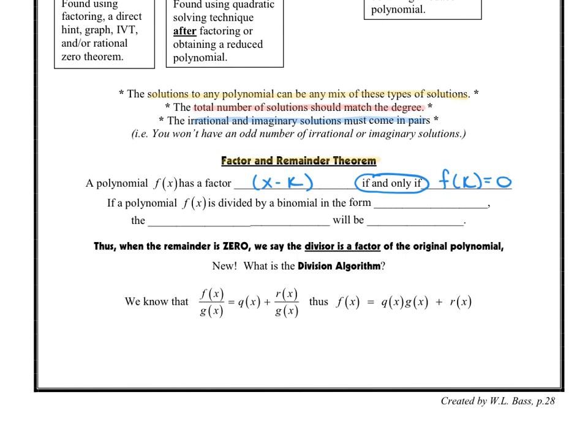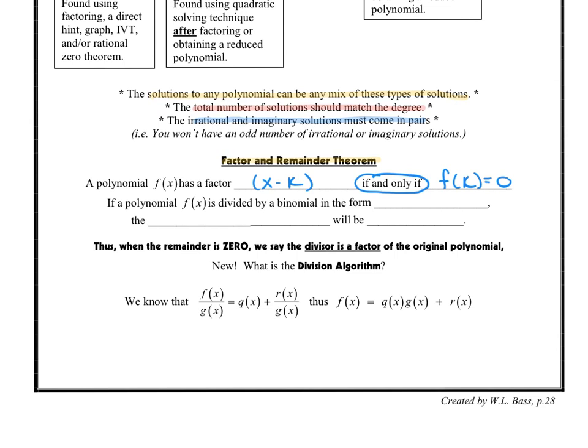And then the if and only if says this idea goes in the opposite direction. If you know that when you evaluate your polynomial for that particular value you get 0, then that k value can be written as a factor. That's how that if and only if works.